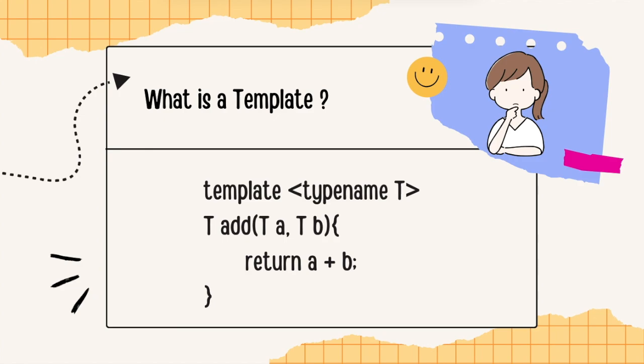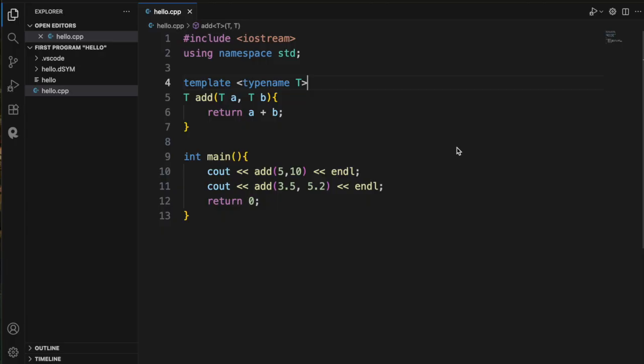For that, we write the keyword template and then write typename T. Then let's say we have to add two numbers. We will write T add and then we write the parameters, for example, T a, T b here, and inside the curly braces we write the code. Here we coded a simple template program.